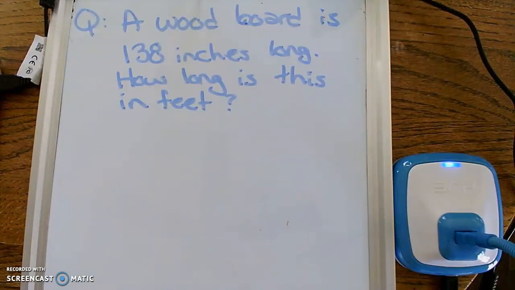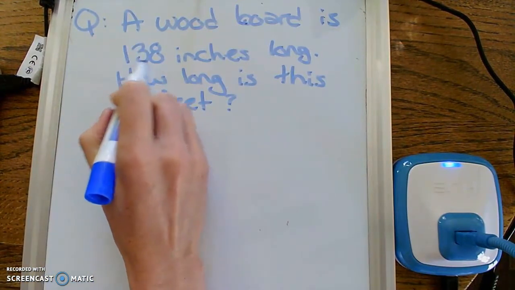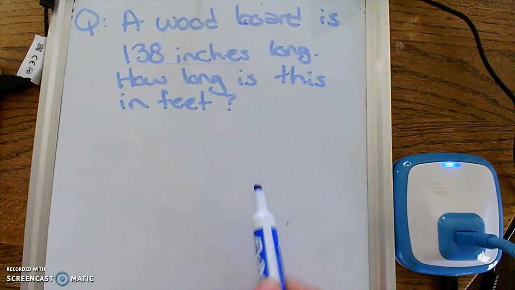Hi everyone, I just wanted to go through this practice problem here with you so that you can see exactly how I mean for you to cancel out units when we are converting from one unit to another. So this is the same problem that's on the Canvas page right above this video link. A wood board is 138 inches long. How long is this in feet?